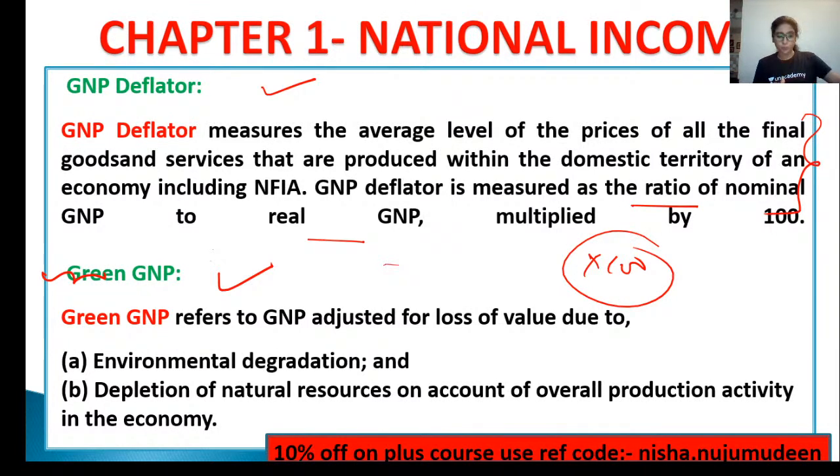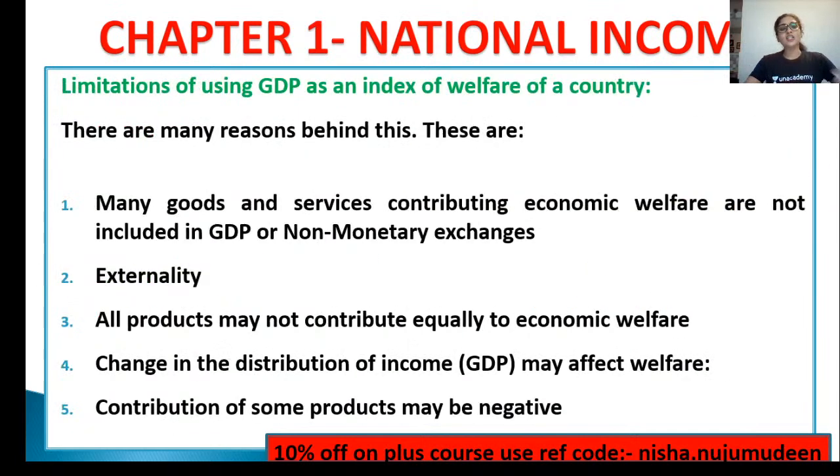GVA is equal to your output minus materials inputs, which includes your intermediate consumption as well. Is it clear? Very fine. So that's all, guys. All these are for your understanding.